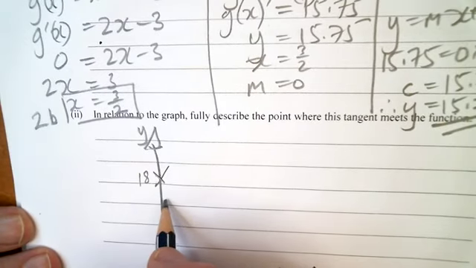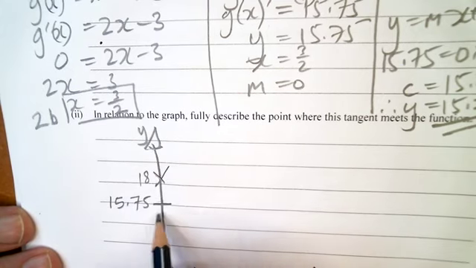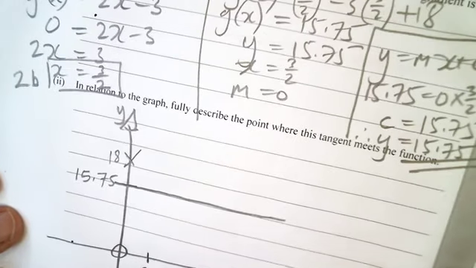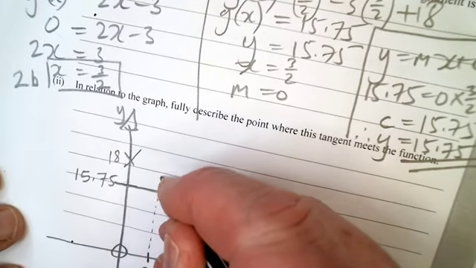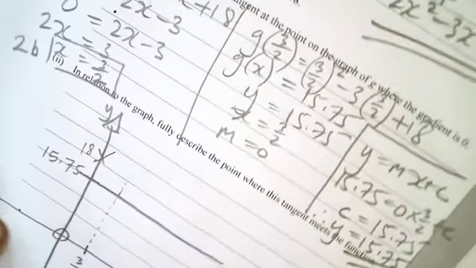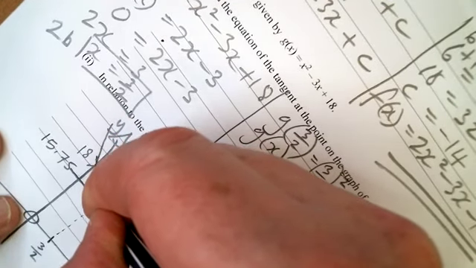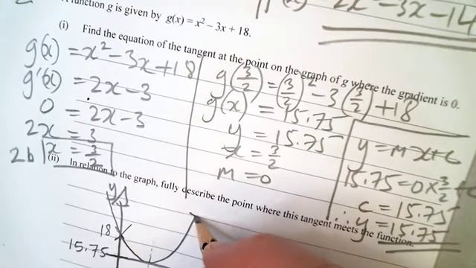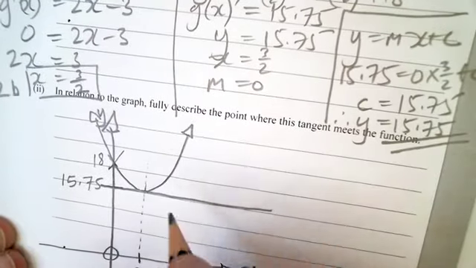So I'm going to call this point here 15.75. And then we have a straight line going across there. There's our line. And we know that coincides with this point here as the minimum point, and it goes through there. So the graph must go through there, turn there, and head back up like there. Yeah, that's what we're looking at here. So this is the graph.